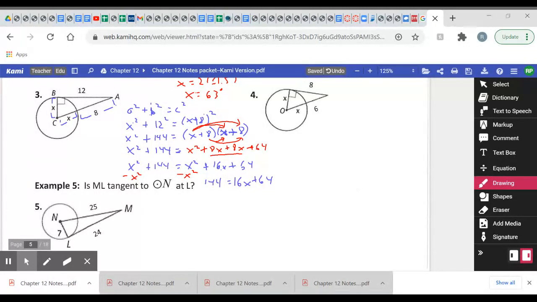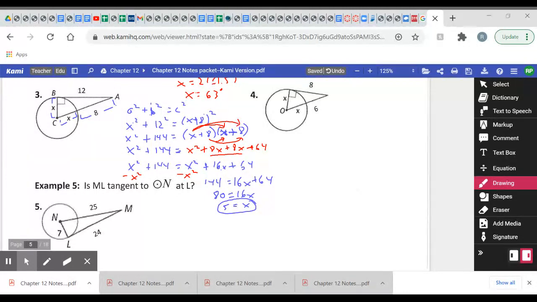And then now if I go ahead and solve from there, if I subtract 64 from both sides, then I end up with 80 is equal to 16x. And when I go and divide by 16 on both sides, I get x is equal to 5. There we go. All right, you could always check your answer by taking that 5, plugging it back in your picture, and if you plug those numbers into the Pythagorean theorem, it should give you a true statement if it's a right triangle.